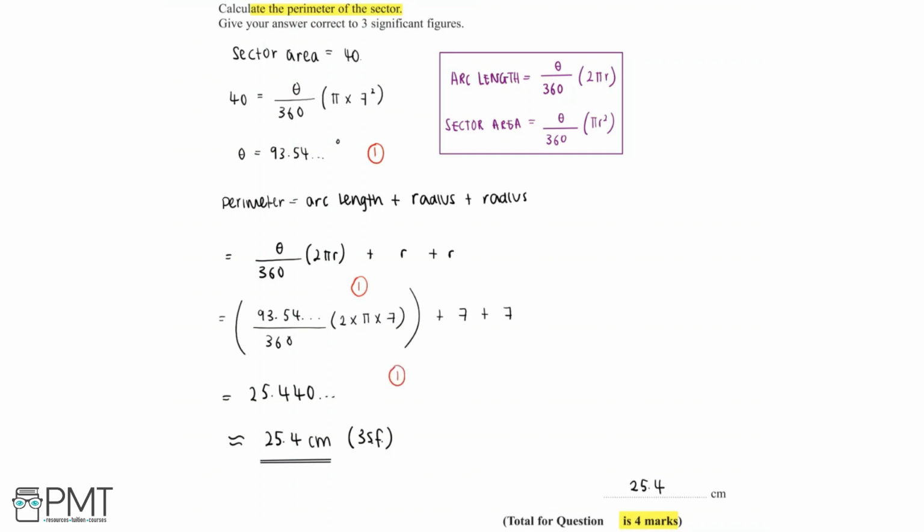And we get the fourth and final mark for getting the correct answer that the perimeter of the sector is equal to 25.4 centimeters, correct to 3 significant figures. And so we've now achieved the 4 marks needed to get full marks in this question.